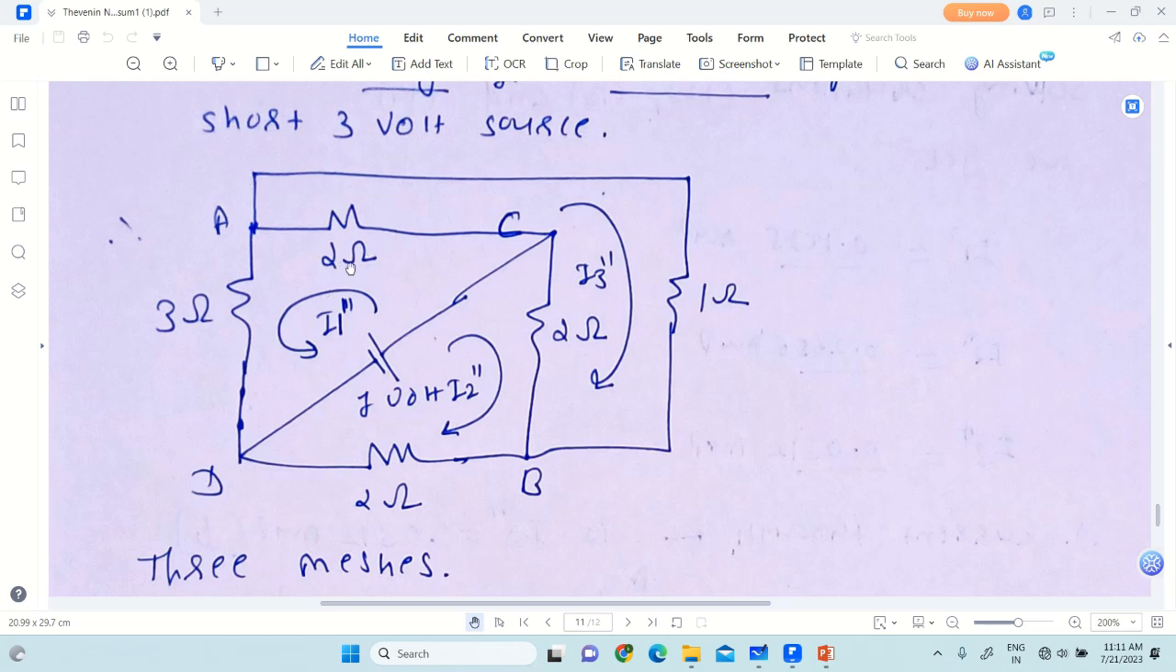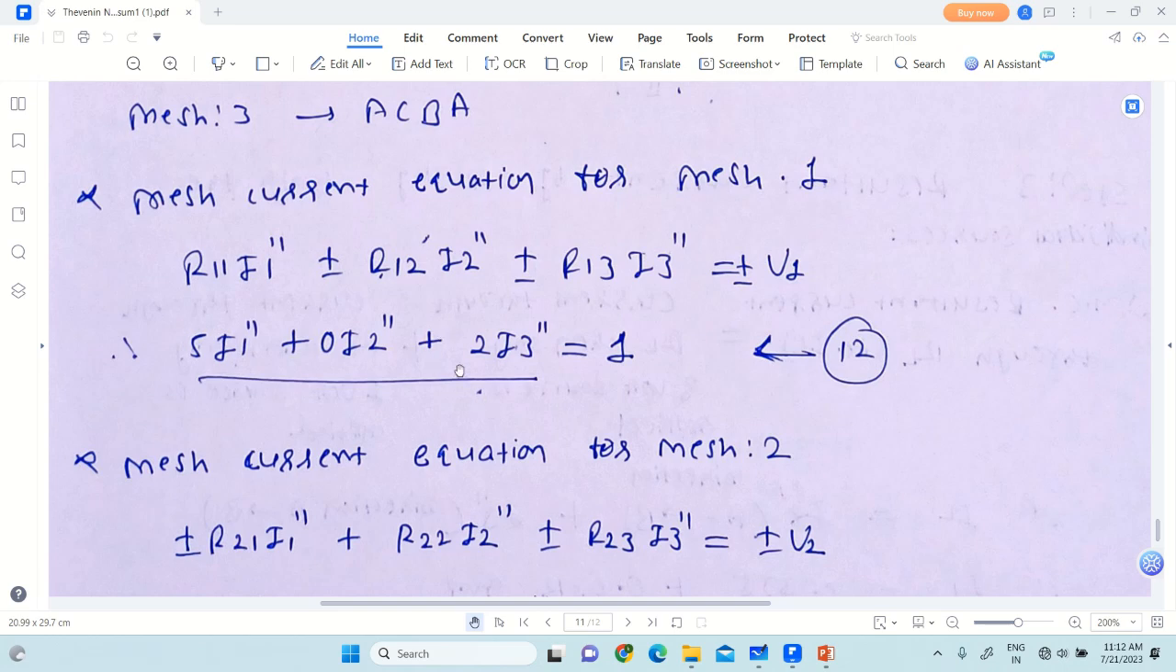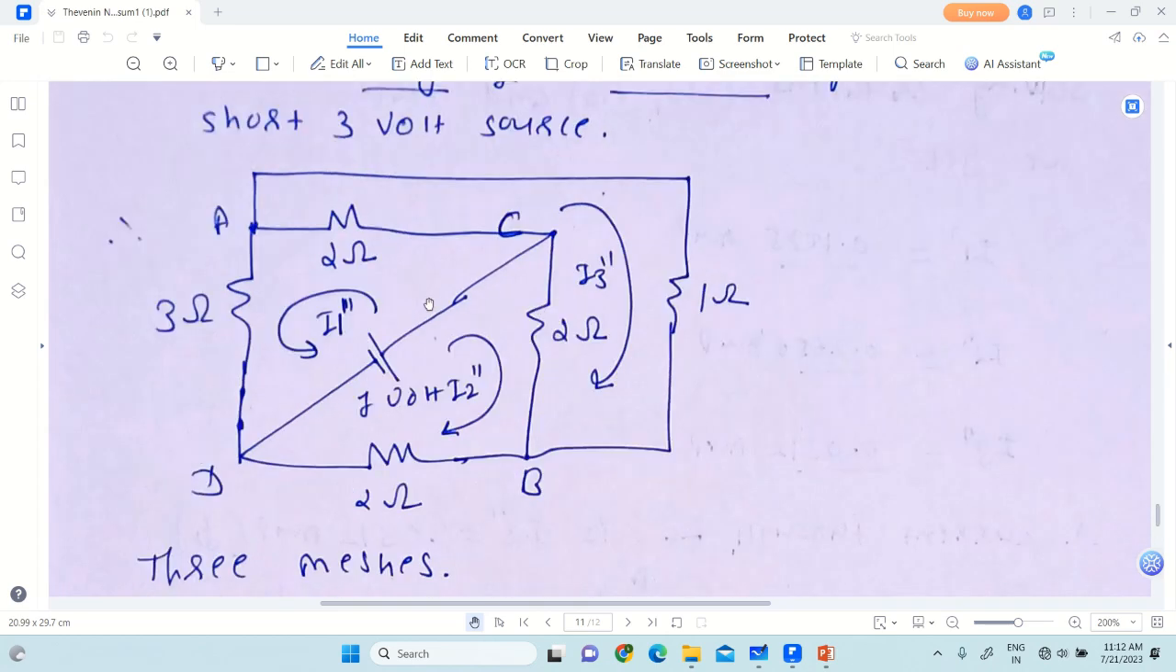Now plus or minus, again consider the common resistance between first and third mesh, so it is 2 ohm. Through the 2 ohm, I1 double dash is flowing from C to A, I3 double dash is flowing from C to A, so both the directions are same through 2 ohm resistance. So as both the directions are same, we put positive sign. So positive 2 I3 double dash is equal to plus or minus V1.